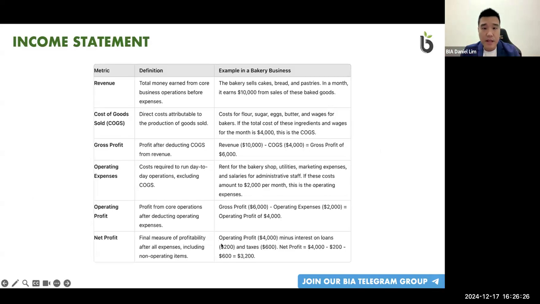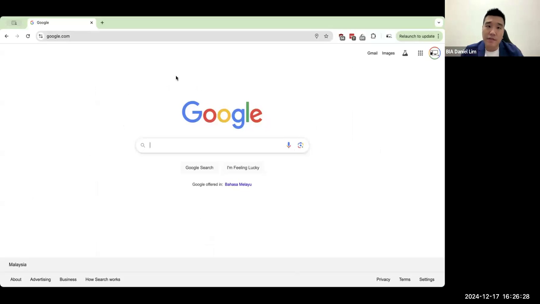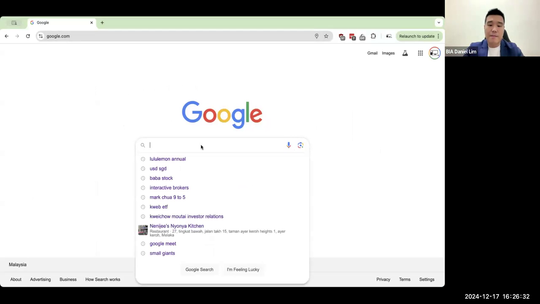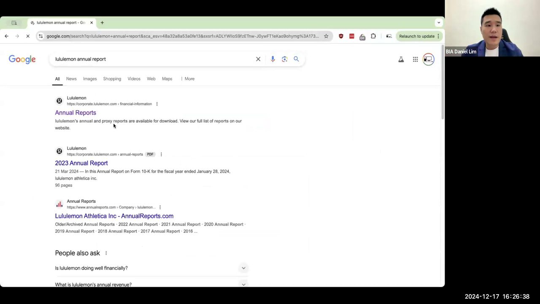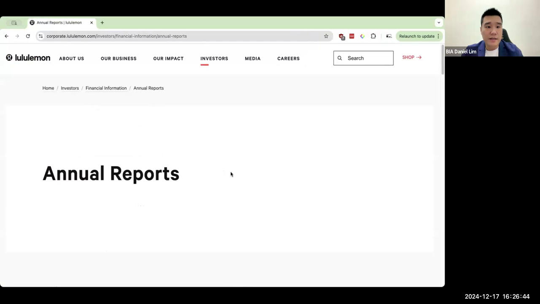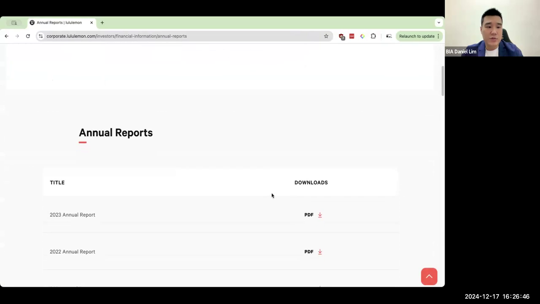Now, I want to take an example of Lululemon. Let's use Lululemon. You all know Lululemon, right? It's an apparel company. So all you need to do is just type Lululemon annual report here. Go to the annual reports here. Let it load for a while, then go to the latest one. I just want to show you examples.